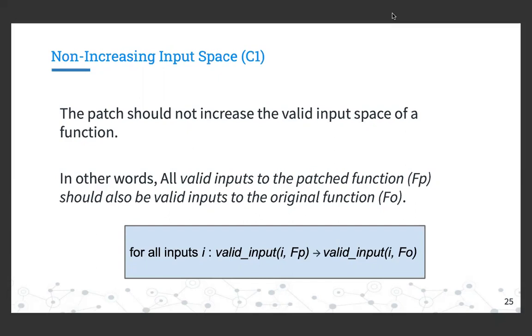This can be represented by the first order logical constraint as shown on the bottom of the slide. Here, for all inputs I, if I is a valid input to the function fp, which is the patched function, then I should also be a valid input to the original function fo.